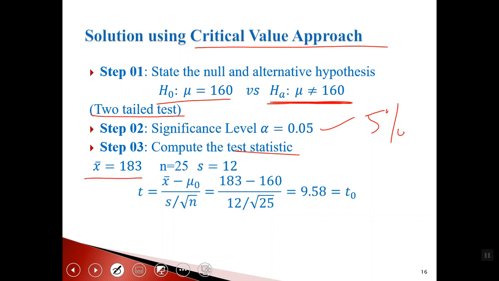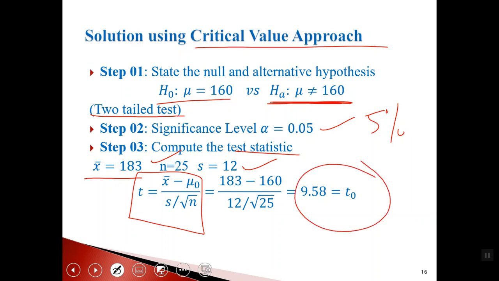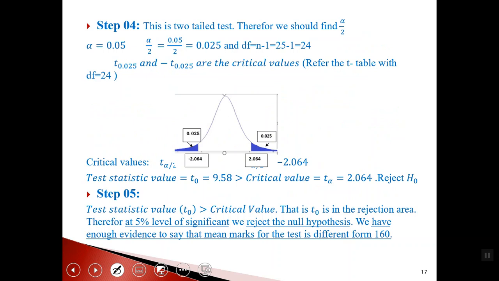Compute the test statistic T. You know what is X bar, what is n, what is S, right? Sample mean, standard deviation, and number of observations. They have given them, plug those values into this equation, then you can get your T naught value. We are using critical value approach. So T naught value is 9.58. Then what? Since this is two tail, you have to find alpha over 2. Alpha is 0.05, alpha over 2 is 0.025.